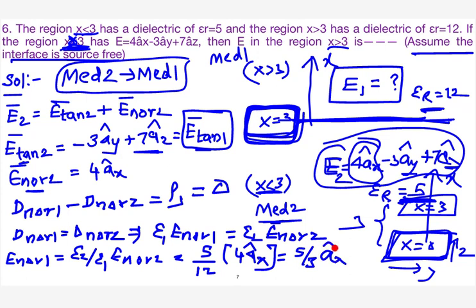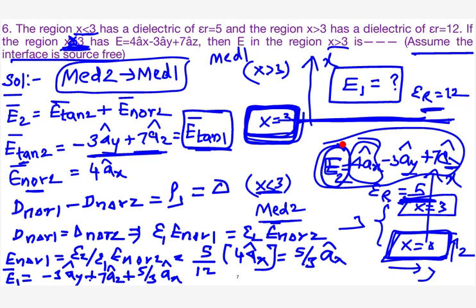So if you want to write the equation for the electric field in the first medium, it is the sum of both tangential and normal components. The tangential component I already gave, minus 3 ay cap plus 7 az cap, plus the normal one you already got right now, 5 by 3 ax cap. The point you need to understand here was how I was resolving the electric field vector into tangential and normal components. And the next part is just applying the boundary conditions. So everybody, have you understood how to split into tangential and normal components?